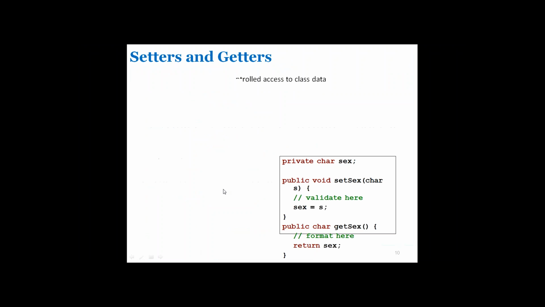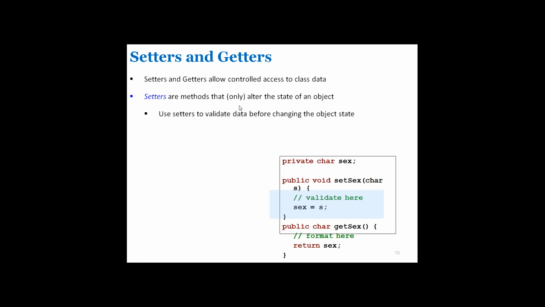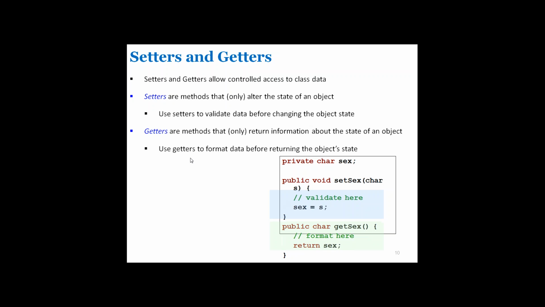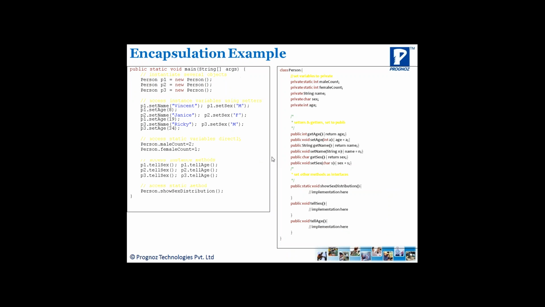Now you can see what getter and setter are. Setters and getters allow controlled access to class data. Setters are the methods that alter the state of an object, that means I can change the value, like the id and name I provided. I can use setters to validate before changing the object state. And getters only return information. You can see the getter only has a return statement here. It only returns information, and getters can format data before returning it.